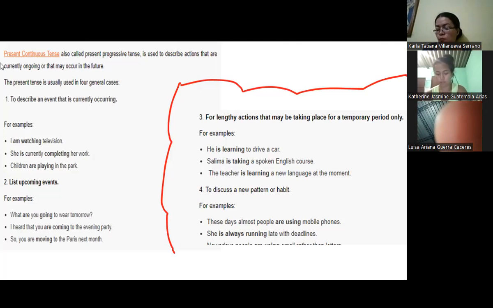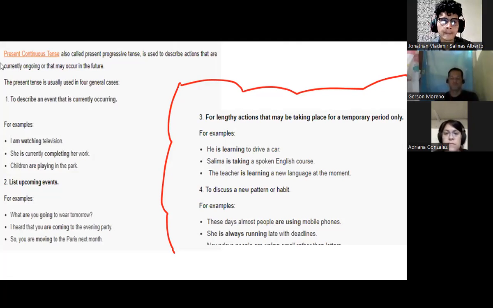Usted lo va a leer, no lo va a leer en un día o en una hora, sino que se va a tardar un periodo de tiempo. Un mes, dos meses, depende. Entonces usted va a utilizar el presente continuo para hablar acerca de acciones que toman un periodo de tiempo. Por ejemplo, le digo, I am reading a new book about science. I am studying English at Inglés Corporativo. Entonces yo digo, estoy estudiando.